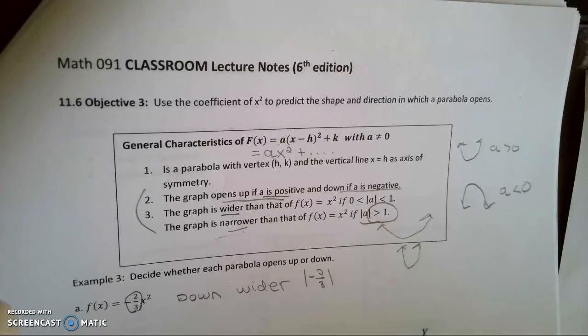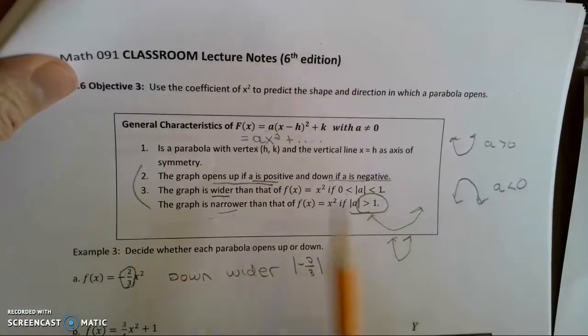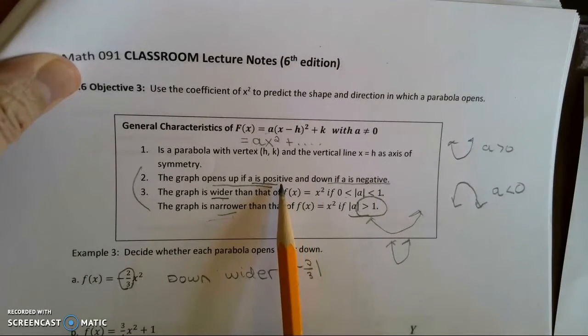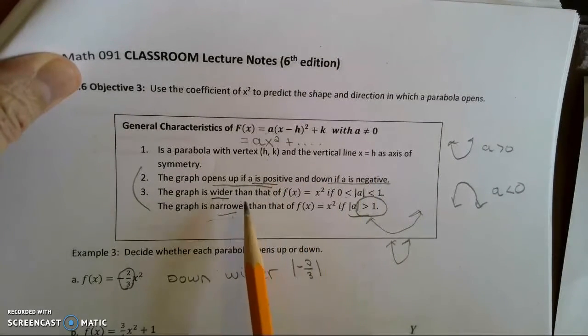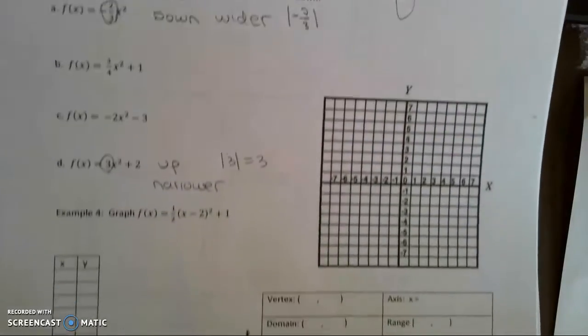Hi, we're still in section 11.6, objective 3. We talked about the vertex, the axis of symmetry, whether the parabola opens up or down, and whether it's wider or narrower. So now we're going to combine these all together.